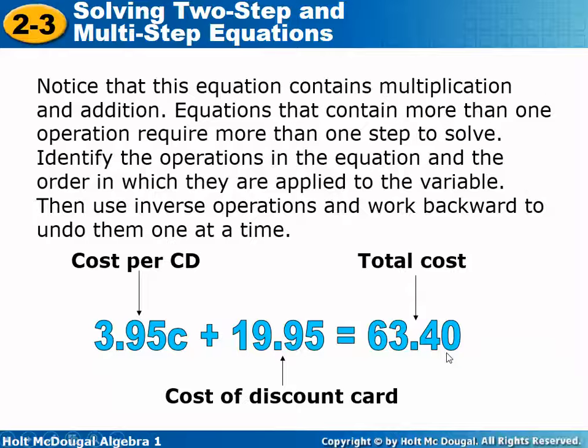And we would solve this by undoing the operations one at a time. There's both multiplication and addition in here. So they require two steps to solve, and we have to undo them in the right order. It's basically the opposite order of the order of operations. So we would first undo what's being added or subtracted, and then we would undo what's being multiplied or divided.